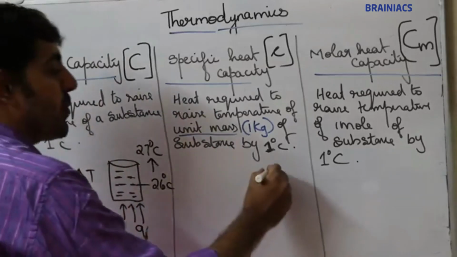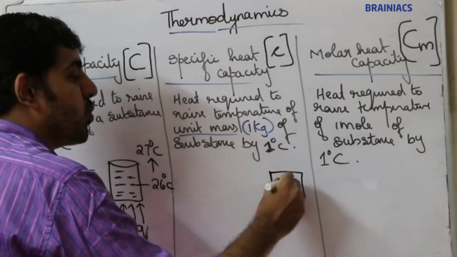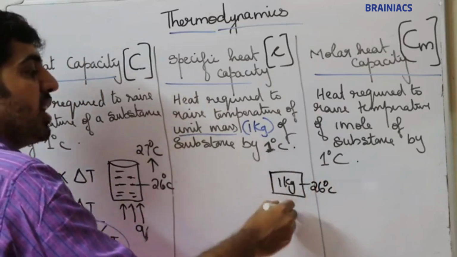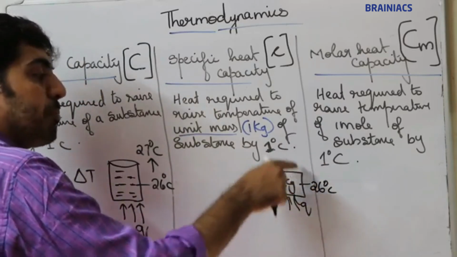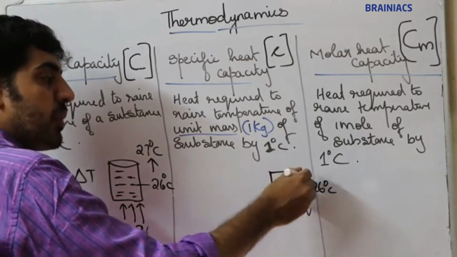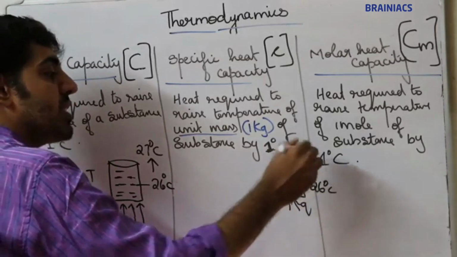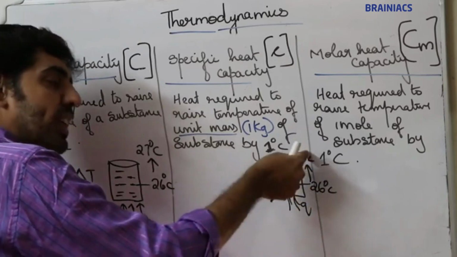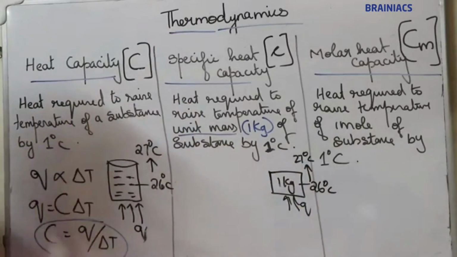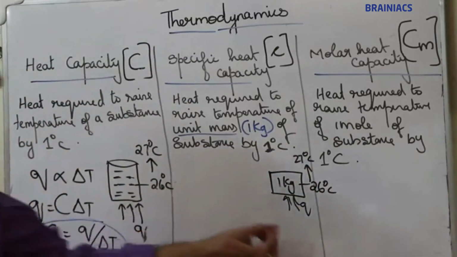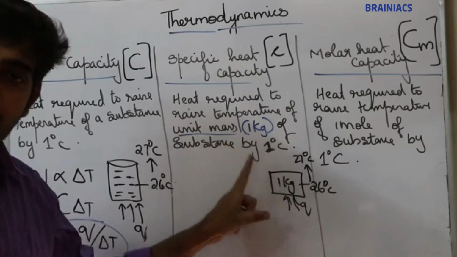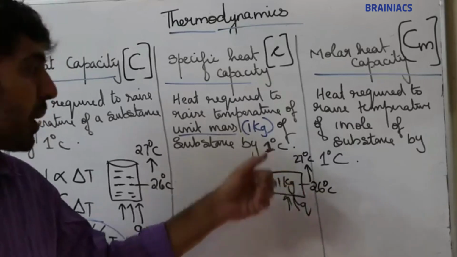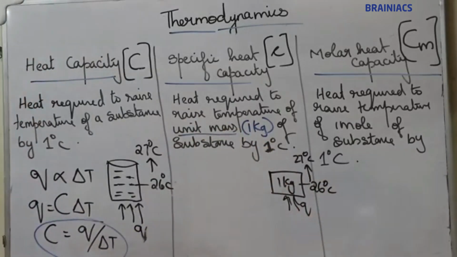So consider a substance. Mass of the substance is 1 kg and the temperature of the substance is 26 degrees Celsius. So the heat required to raise the temperature of 1 kilogram of substance by 1 degree Celsius, we have to increase the temperature from 26 to 27, that is 1 degree Celsius. The heat required to raise the temperature of 1 kilogram, that is the unit mass, of substance by 1 degree Celsius is known as specific heat capacity.